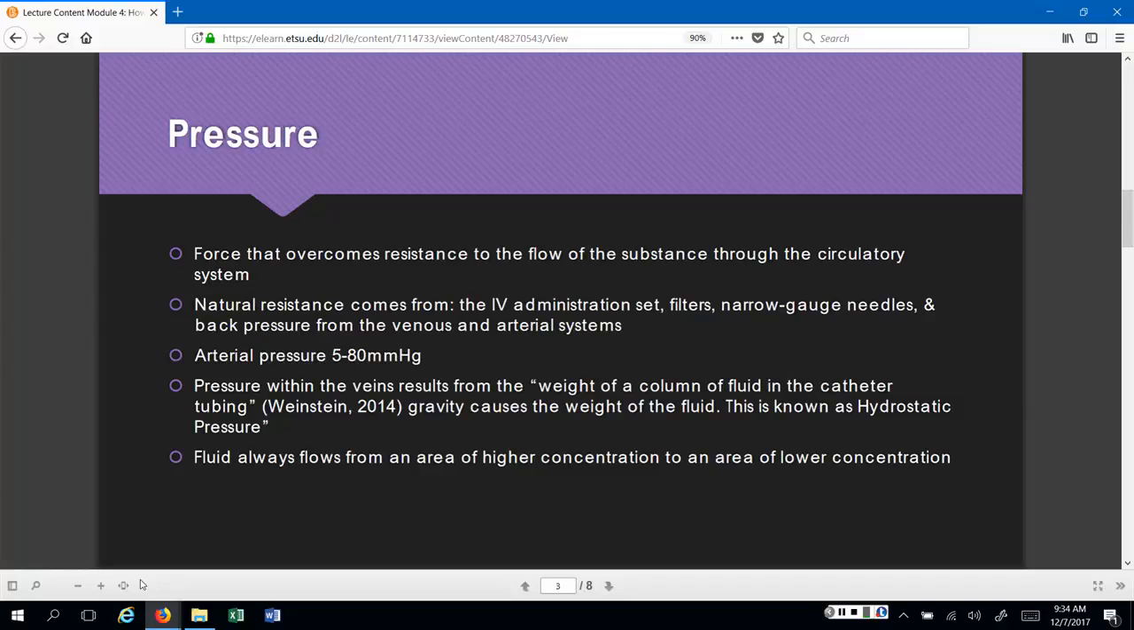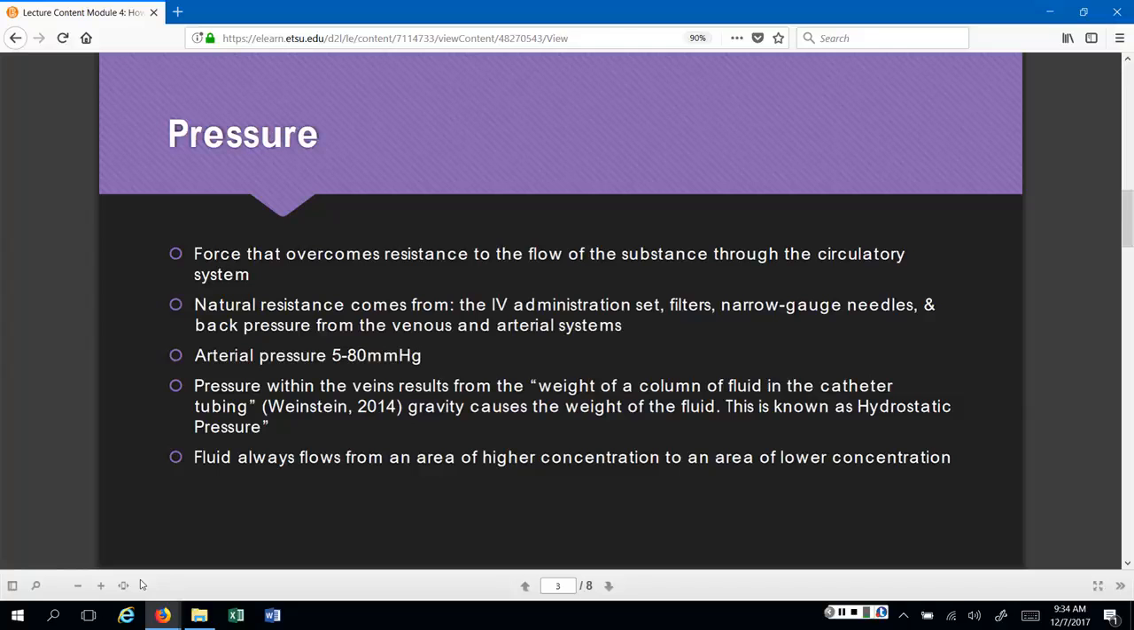Back pressure also creates a natural resistance, and this is what I was talking about earlier when we were talking about the venous and the arterial systems having pressure within themselves. Of course, the arterial system is under a lot more pressure than the venous system, but still that pressure is there. And it's going to exert a back pressure onto the solution that you're trying to infuse. Typical arterial pressure is 5 to 80 millimeters of mercury.